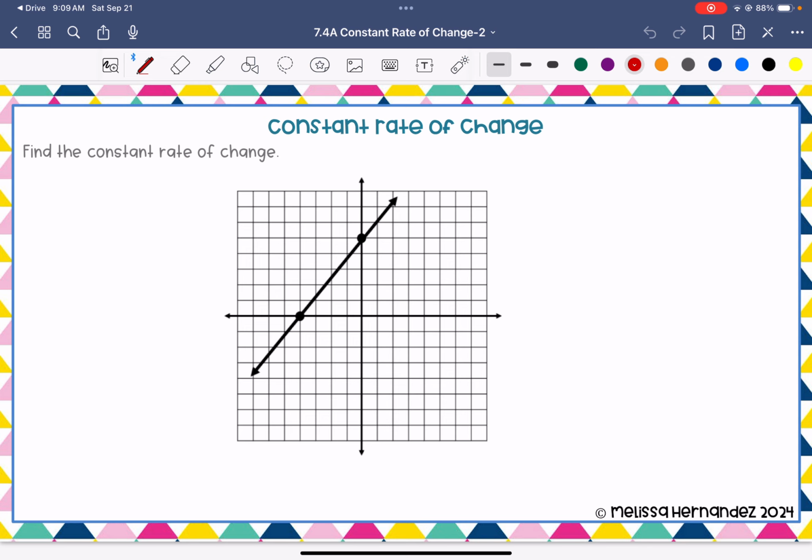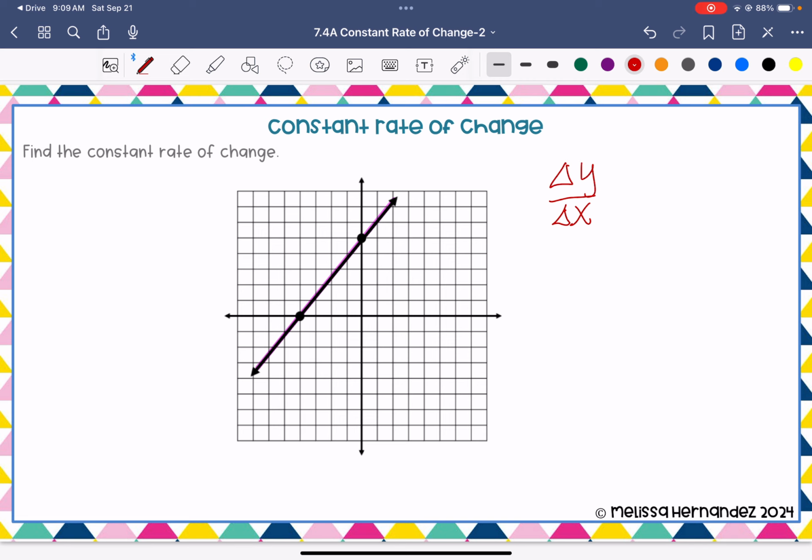And if you notice, if you start from the farthest left point of this line and you follow along, you notice that it's going up. I tell you that so you can remember that this is positive. Constant rate of change is just the change in y over the change in x. How's y affected by x?